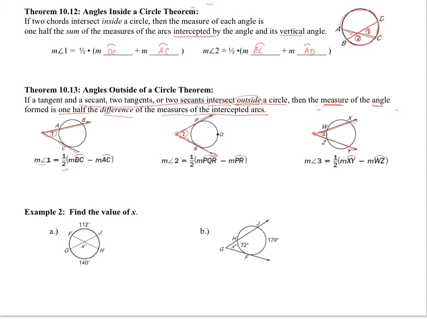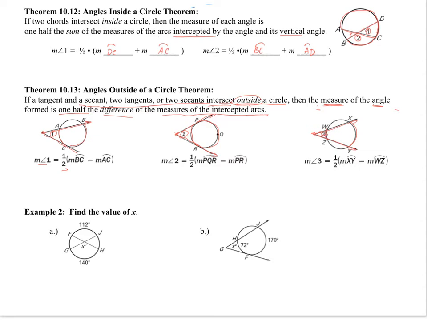So for measure angle 1, it will be 1/2 the difference of the measure of arc BC minus the measure of arc AC. And measure angle 2 will be equal to half the difference of measure of arc PQR minus the measure of arc PR. And measure angle 3 will be 1/2 the difference of measure of arc XY minus measure of arc WZ.